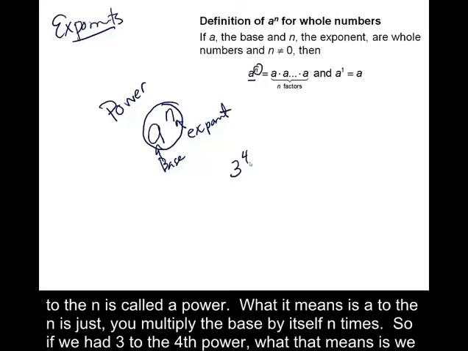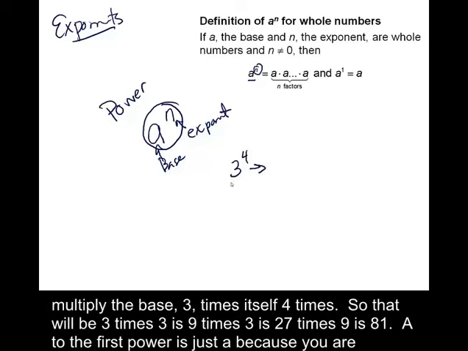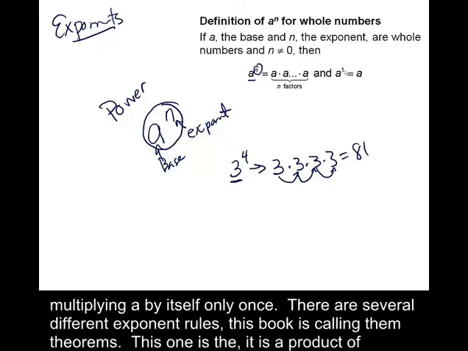So if we had 3 to the 4th power, what that means is we multiply the base 3 times itself 4 times. So that'd be 3 times 3 is 9, times 3 is 27, times 3 is 81. A to the 1st power is just a, because you're multiplying a by itself only once.